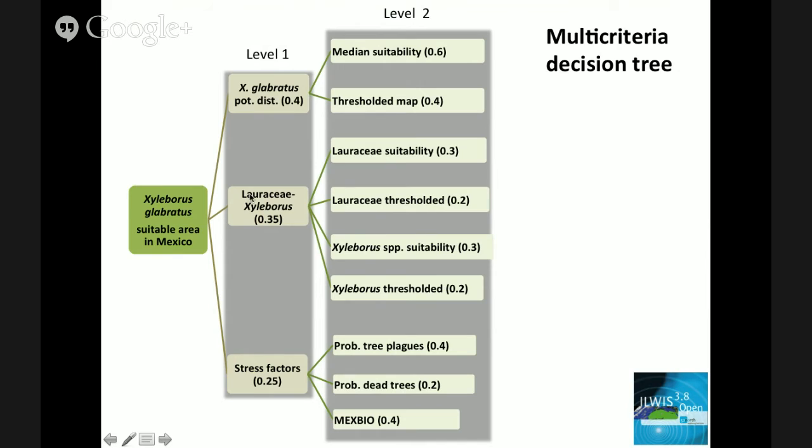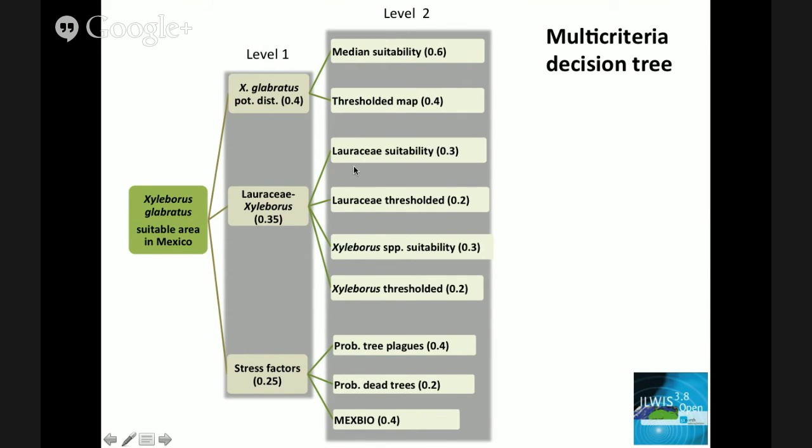We have several layers for each of these sets of factors. For the distribution of Xyloborus glabratus, we have the median of the suitability and the thresholded map. The median of the suitability is a continuous variable. But we know that not all the niche model output from that map is usable as is. We are using Maxent, and the Maxent output first has to be thresholded to have an idea of the presence or absence of the potential distribution of favorable conditions. In the median, when we use a continuous variable, we know that low values are very abundant and that high suitable values are not so abundant. So what we do here is we standardize the variables according to what we think is more convenient in each case.